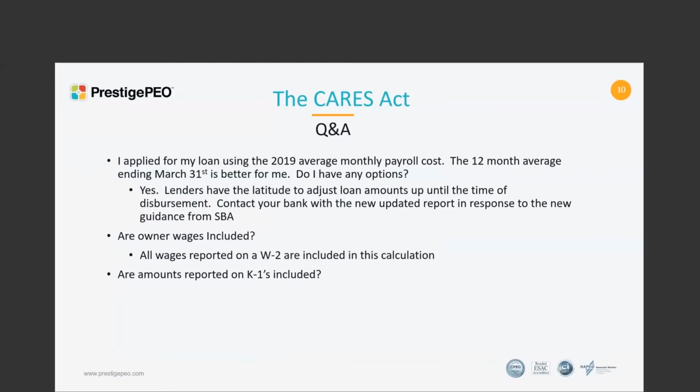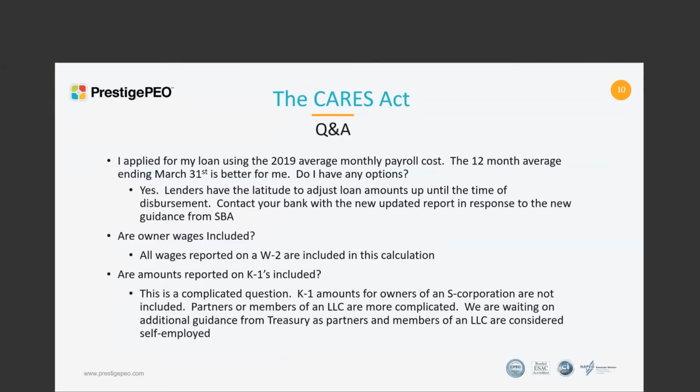Are owner wages included? Yes. Anything that is reported on a W-2 by your company is included in the calculation for average monthly cost. It becomes a little more complicated with: are amounts on K-1s included? Well, that depends. If we're talking about the owner of an S-Corp, it got a W-2, as we just mentioned in the last question. The amounts on the K-1 represent profits, and those are not to be included in any way in this calculation. But there are partners and members of LLCs that are taxed as a partnership, where all of their compensation is reported on a K-1.